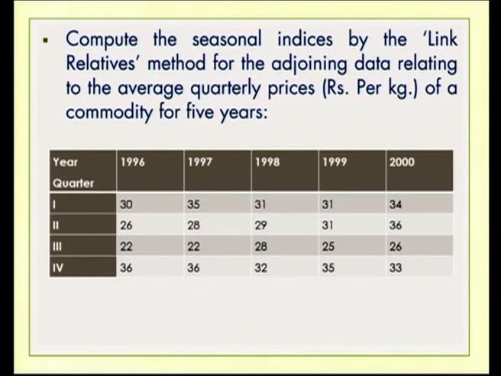Based on the discussion in this session, the following question may be posed. Compute the seasonal index by the link relatives method for the adjoining data relating to the average quarterly price, that is rupees per kilogram of a commodity, for the 5 years given from 1996 to 2000. The quarter values are given starting from 30, 26, 22, 36 as the 4 quarter values for 1996, and we have to compute the seasonal index by the link relative method.